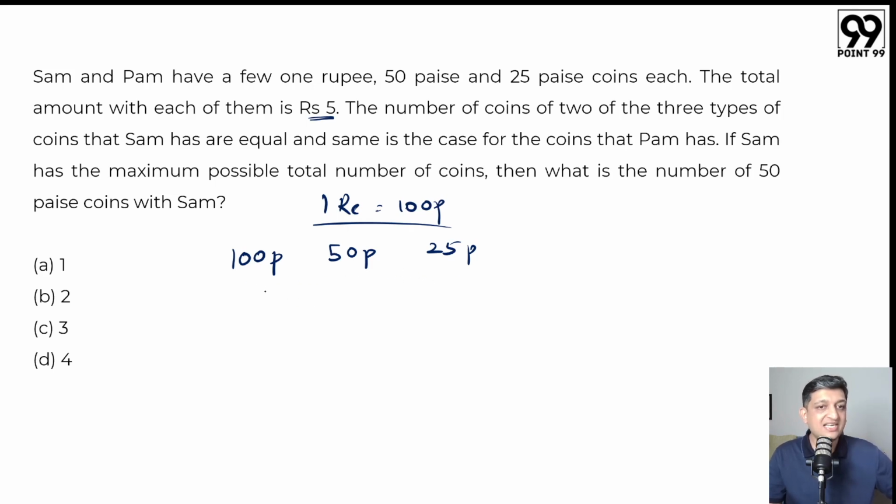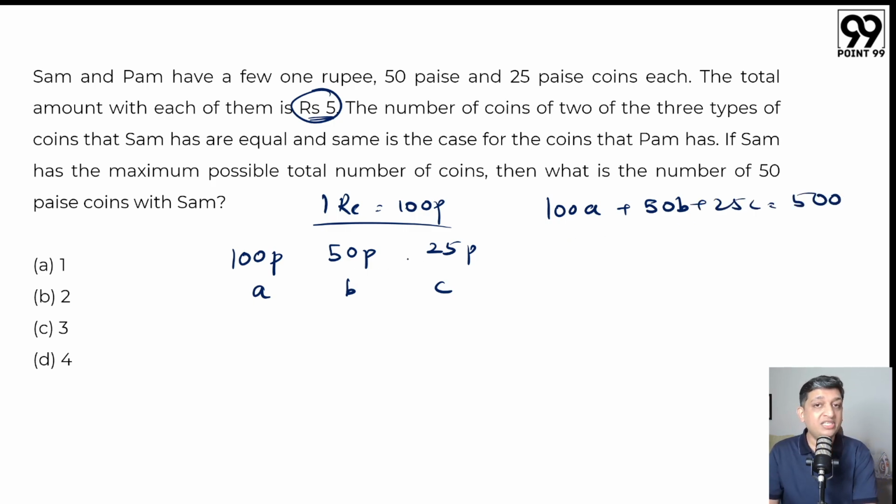So what we can say is, let's say there are A coins of 100 paise denomination, B coins of 50 paise denomination, C coins of 25 paise denomination. I know that the total amount is 5 rupees. Now 1 rupee is 100 paise, 5 rupees is 500 paise. So I'll be able to say with certainty that 100A plus 50B plus 25C is going to be equal to 500, because these are the only three denominations available.